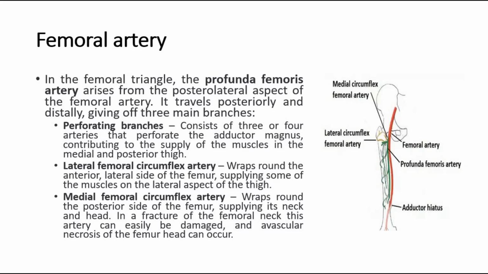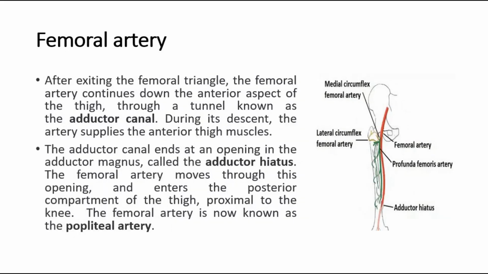After exiting the femoral triangle, the femoral artery continues down the anterior aspect of the thigh, through a tunnel known as the adductor canal. During its descent, the artery supplies the anterior thigh muscles. The adductor canal ends at an opening in the adductor magnus, called the adductor hiatus. The femoral artery moves through this opening, and enters the posterior compartment of the thigh, proximal to the knee. The femoral artery is now known as the popliteal artery.